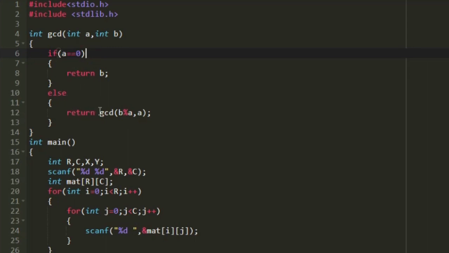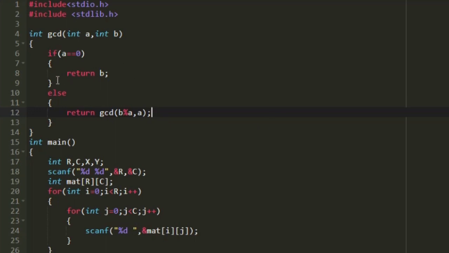If a is not equal to 0, then we will return GCD of b mod a comma a. That is, again we will call the function GCD. So we will be calling this function GCD again and again until a becomes 0. And in the arguments we will pass b mod a and a.